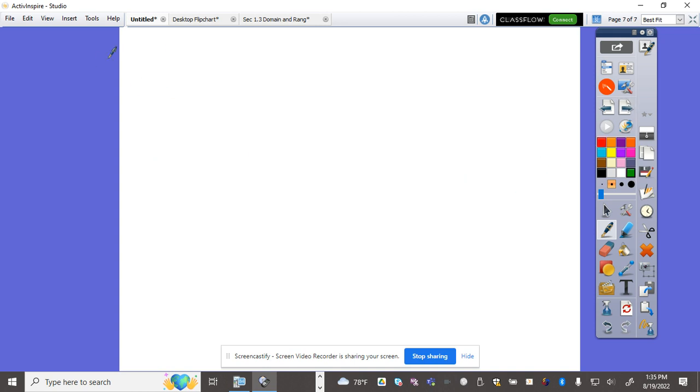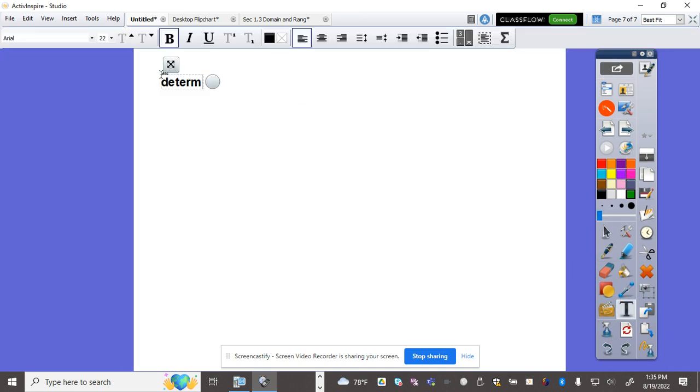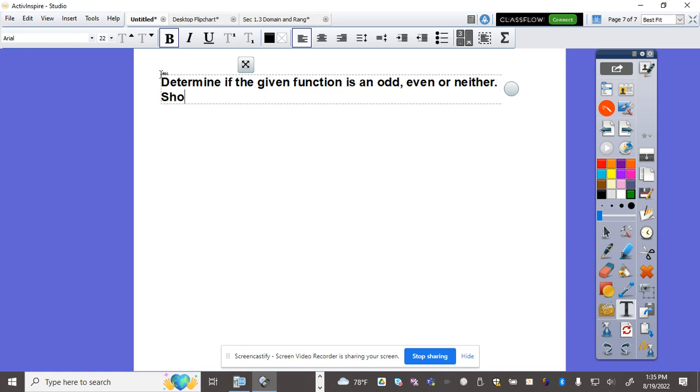So for your notes, I need you to try and complete this and identify that. Let me write it in. I need you to determine if the given function is odd, even, or neither. Show your work.